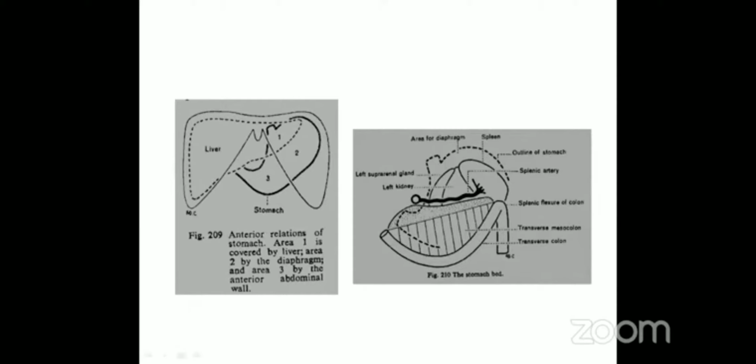So this is the outline of the stomach you can see. What are those organs which are related posteriorly to the stomach? Mainly the pancreas. Then you can see the splenic artery, the tortuous splenic artery, which is going into the spleen. Then there is the left kidney, left suprarenal, transverse colon, and transverse mesocolon. These are the structures forming the stomach bed.